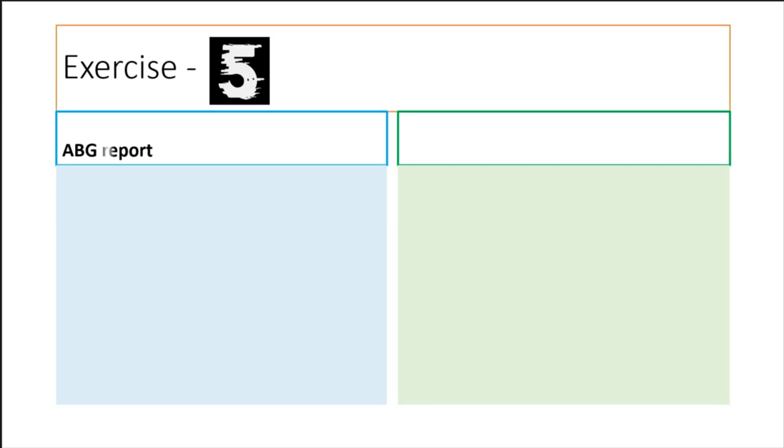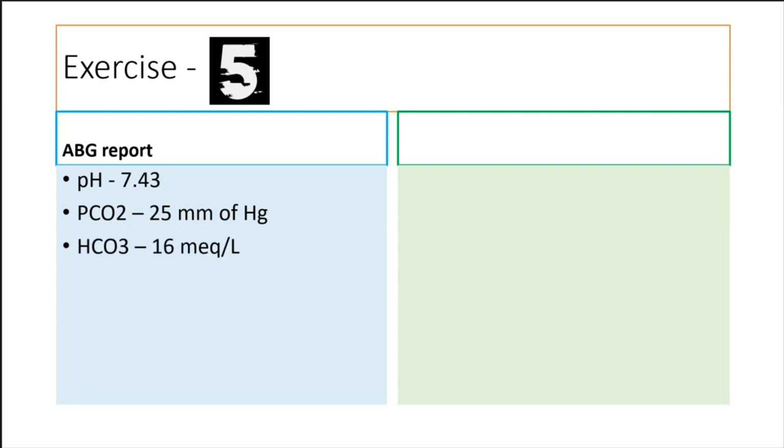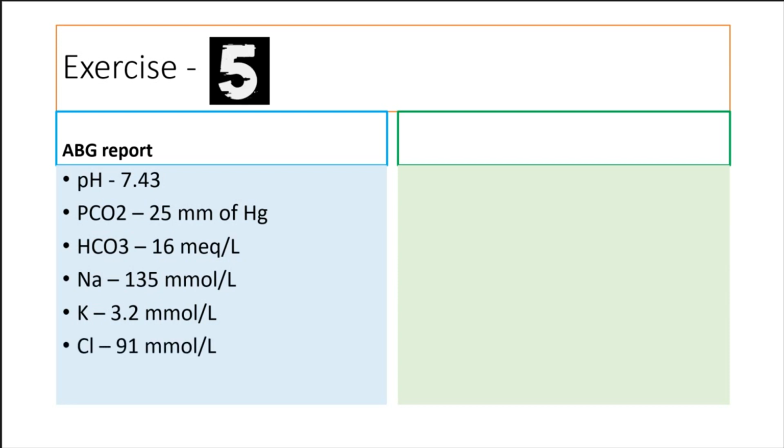Exercise 5. ABG report. pH 7.43. PCO2 25 mm of Hg. HCO3 or bicarbonate 16 milliequivalent per liter. Na or sodium 135 millimole per liter. K or potassium 3.2 millimole per liter. Cl or chloride 91 millimole per liter. Anion gap 28 milliequivalent per liter.